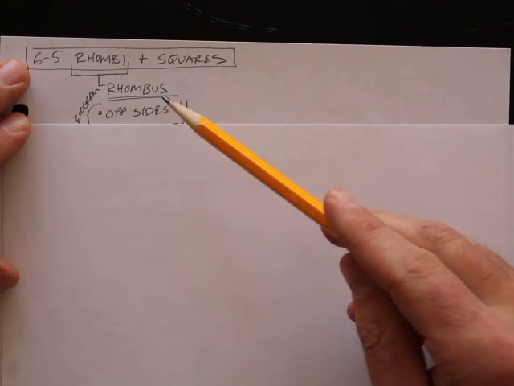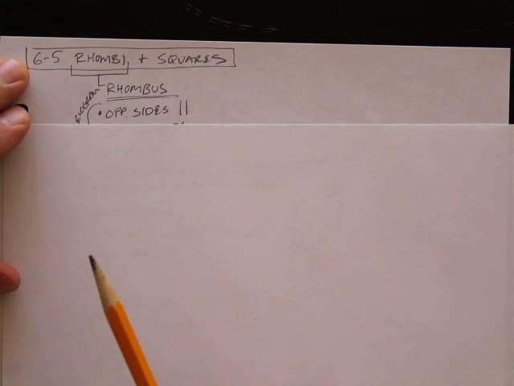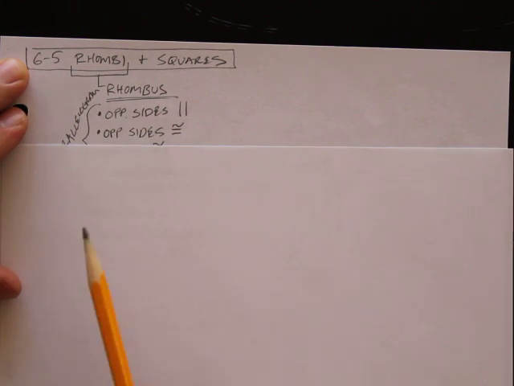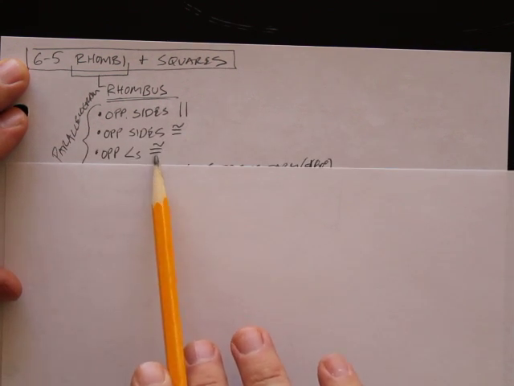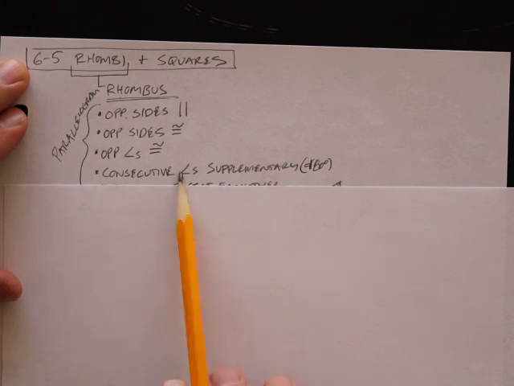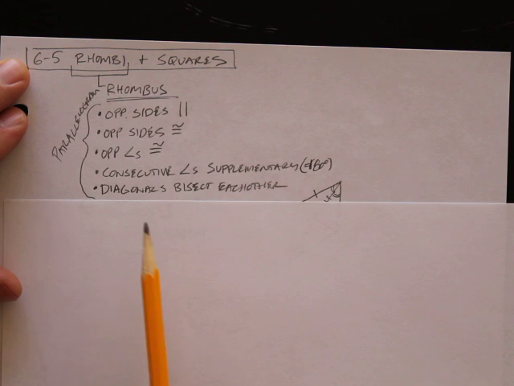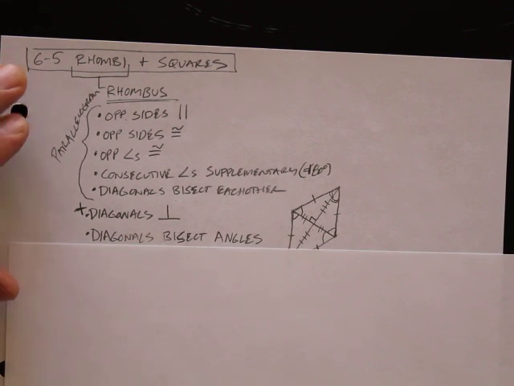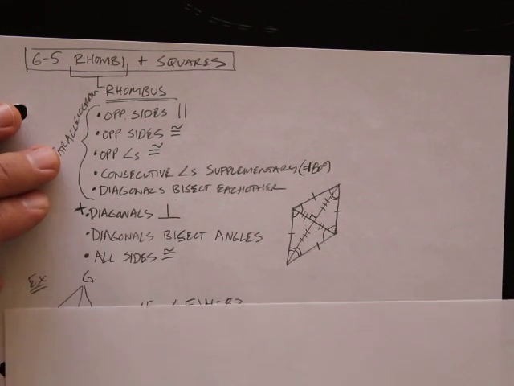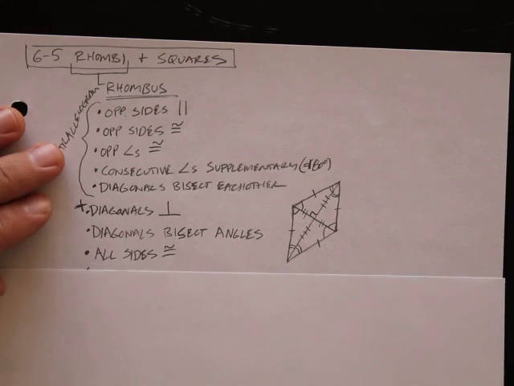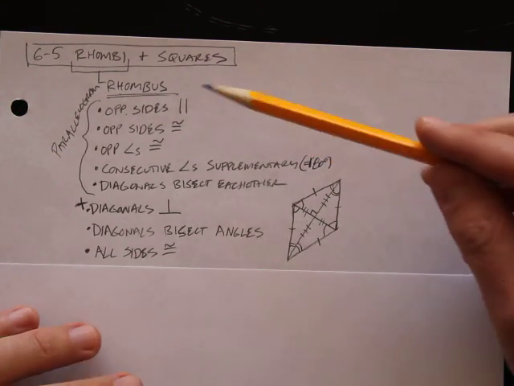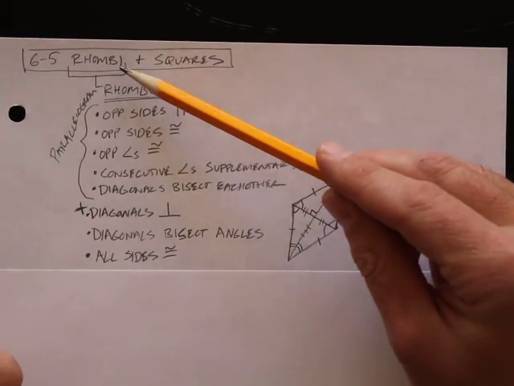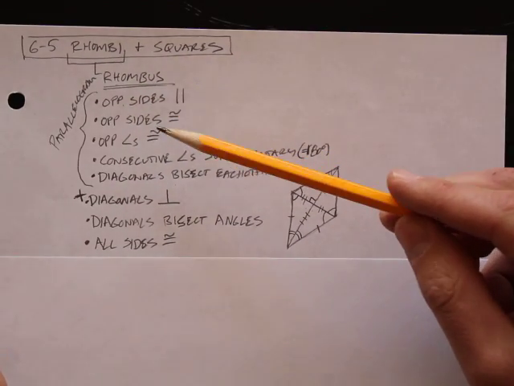So if it is a parallelogram, the opposite sides are parallel, opposite sides are congruent, opposite angles are congruent, consecutive angles are supplementary, meaning they add to be 180 degrees. Diagonals bisect each other. Now here are some things that a rhombus has that not all parallelograms have. And a square is a rhombus, as a type of rhombus.